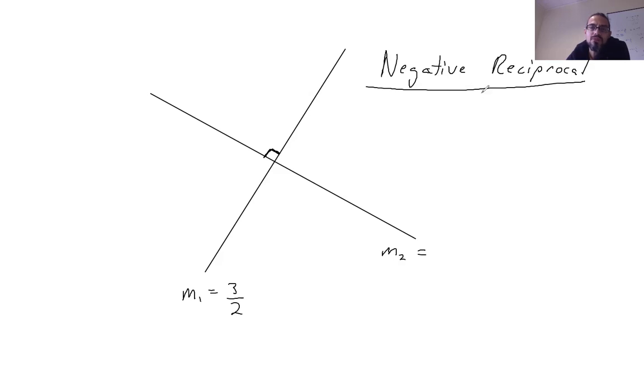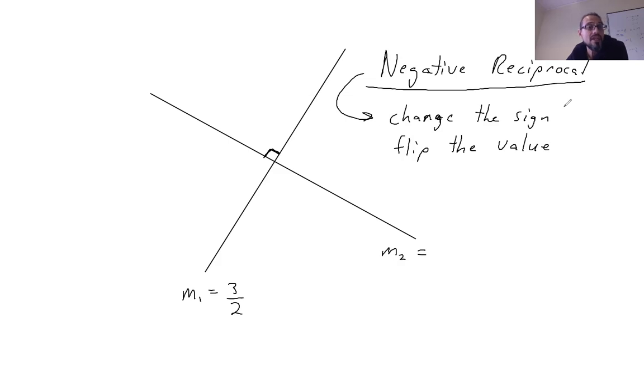Okay, so what is the procedure? The procedure is basically change the sign of the slope and flip the value. Now that's not very mathematical. What it actually means to reciprocate is to flip it, but I just find that students remember it this way. Okay, so you change the sign and flip it.